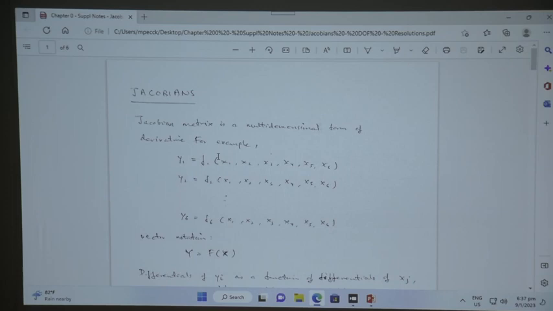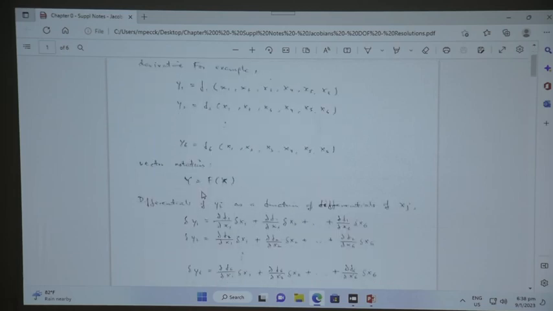If you talk about the Jacobian, the Jacobian matrix is actually not strictly from robotics. It originated in mathematics. In mathematics, it is essentially a multi-dimensional form of derivative. For example, you have y1 equal to f1, a function of x1, x2, x3 to x6. y2 is a function f2, and then y6 is a function f6.